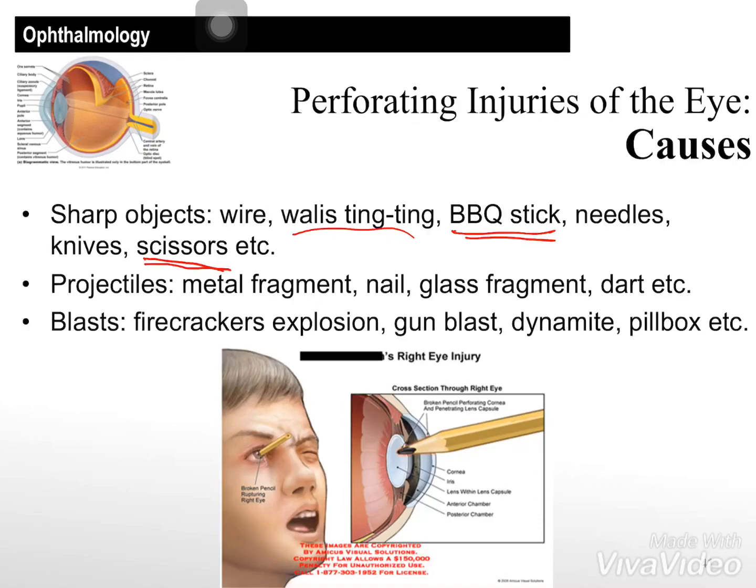Among workers, nail heads are a common source of penetrating injuries to the eye. If your patients come from Baguio or the Cordillera, dynamite shrapnels are common among the miners, no? Firecrackers also, and gun blasts.